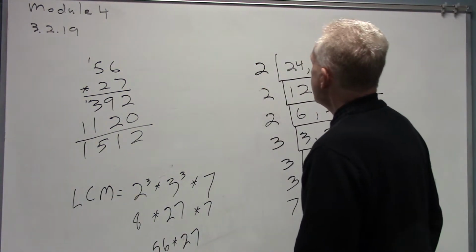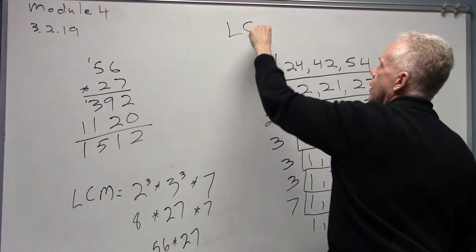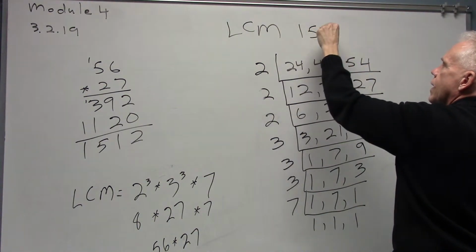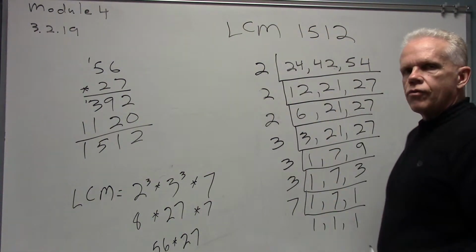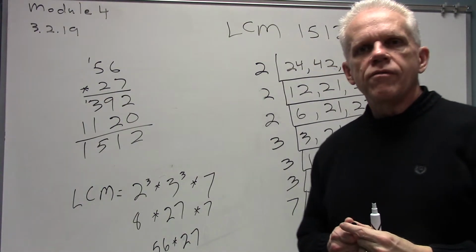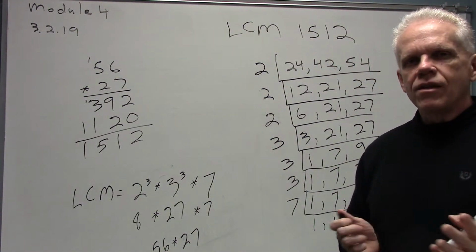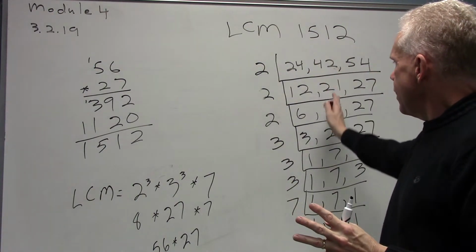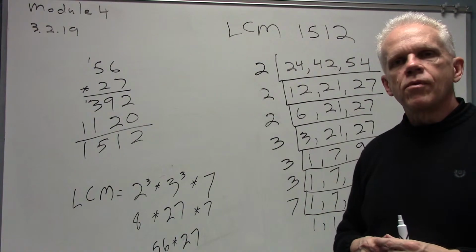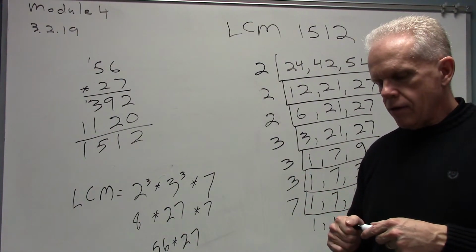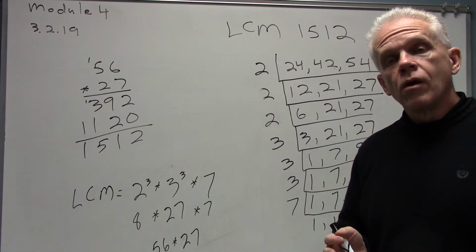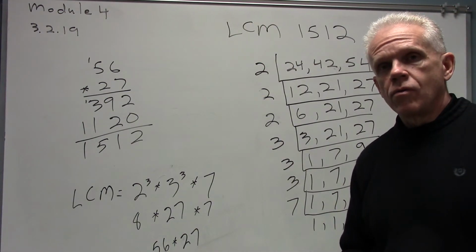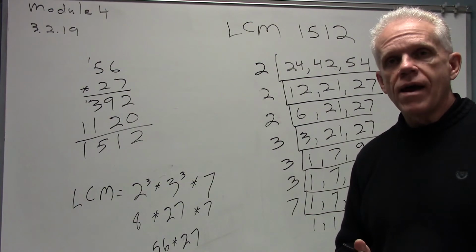So the LCM of 24, 42, 54 is 1,512. So when you get a set of numbers that you're trying to find the LCM for, and the numbers are rather large, for me, this upside down division method using prime numbers is definitely the way to go, and that'll get me a least common multiple, which then, by the way, I can use as a least common denominator when I'm trying to work out adding fractions.